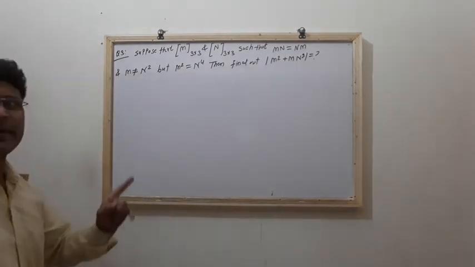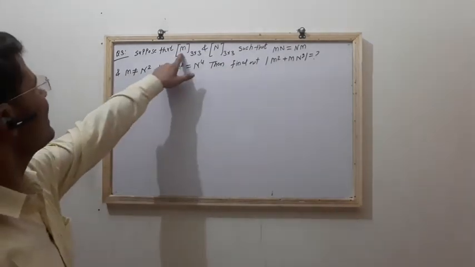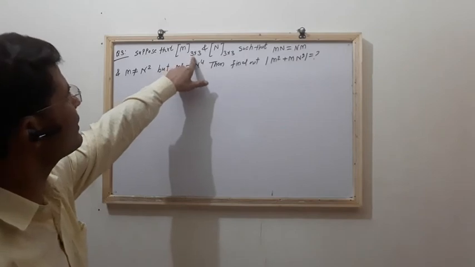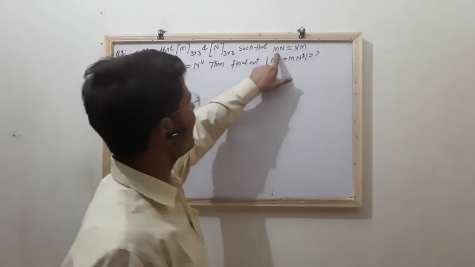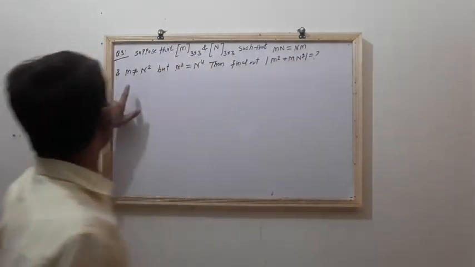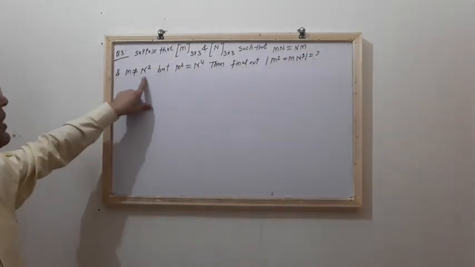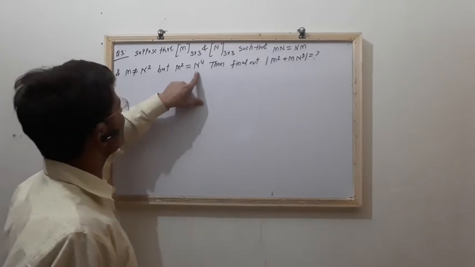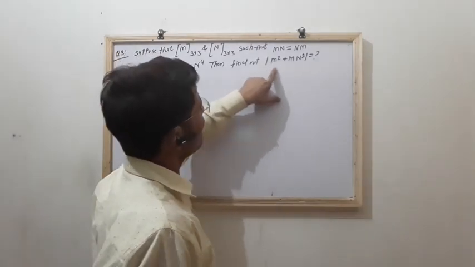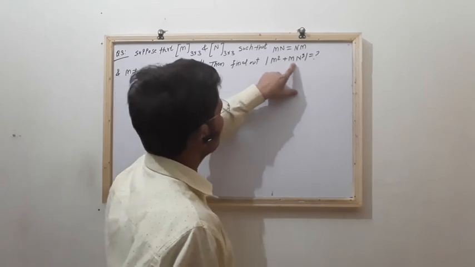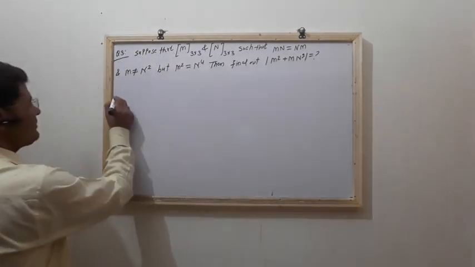Okay, I am repeating the question. Given that M is a matrix of 3 cross 3 order, N is another matrix with the order 3 cross 3, such that MN is equal to NM and M square is not equal to N square, but M square is equal to N to the power 4, then find out the value of the determinant of M square plus MN square.